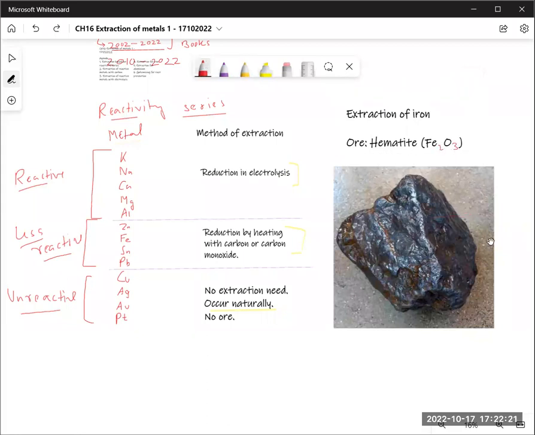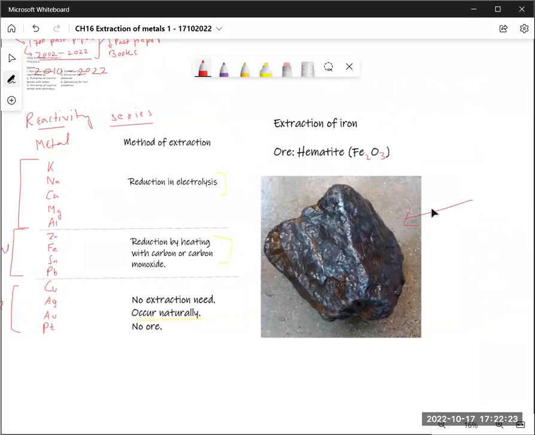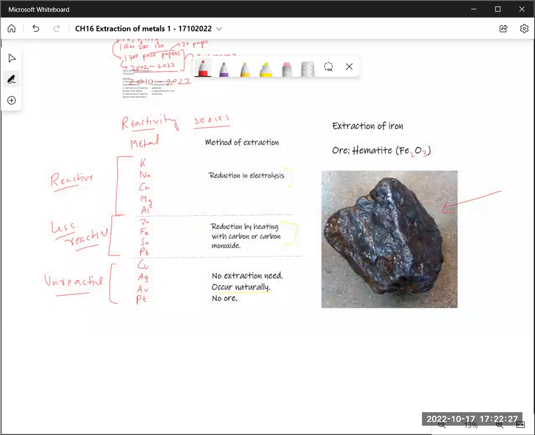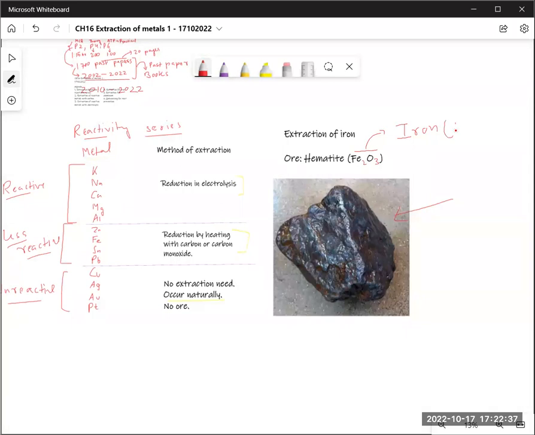Now, this is what it looks like. I'm just showing it to you, so it's kind of interesting because these are real world things which we're dealing with. And this iron is called iron oxide. What is it called? Iron 3 oxide.